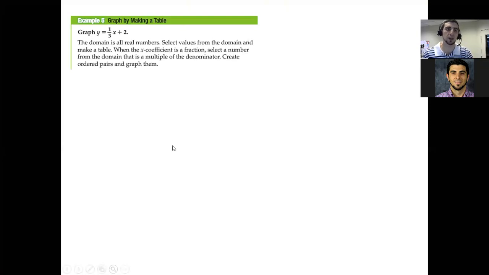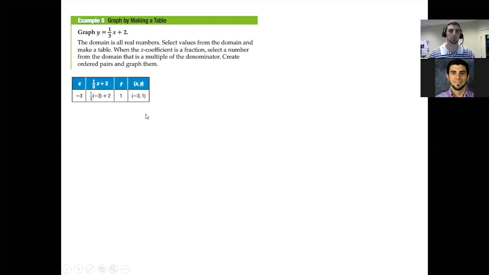So we're going to create a table of ordered pairs. If I pick -3, the reason this is kind of easier is because it's already solved for y. So when I substitute -3 in, I just simplify the right-hand side and I get the value of y. So -3, plug it in, times 1/3 is -1, plus 2 is 1, so that's the point. 0 is also a multiple of 3, and it's really easy to multiply by 0, so you get 2. We're going to plug in 3 as well, and you get 3.